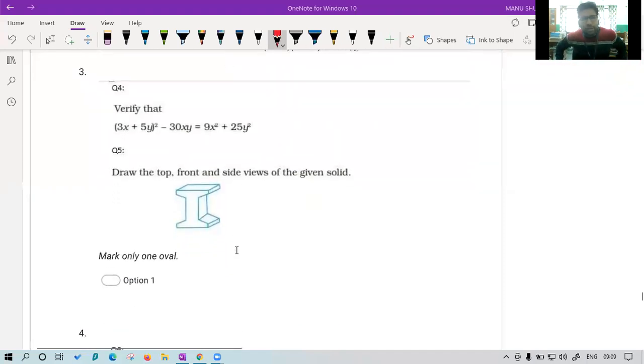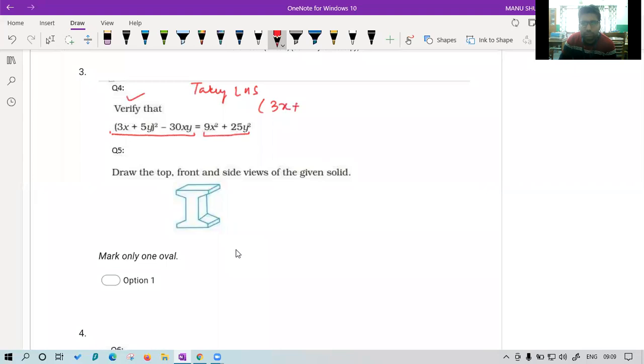Verify that left hand side equal to right hand side. So class, in this question, what we need to do, we have to solve the left hand side, we have to simplify it, then we will see whether it is equal to or not equal to the right hand side. Okay, this is known as verification. So we will say, taking left hand side, we will get 3x plus 5y whole square minus 30xy.